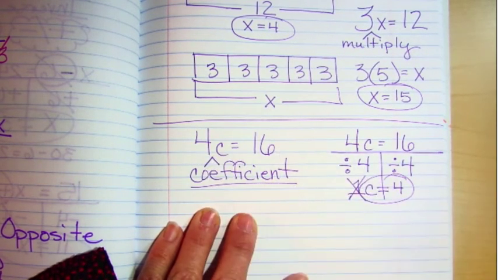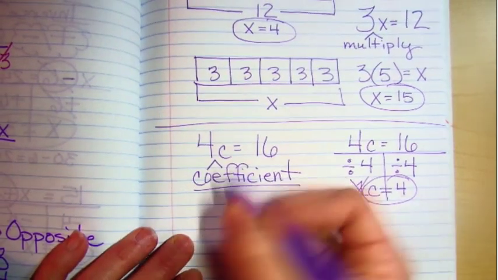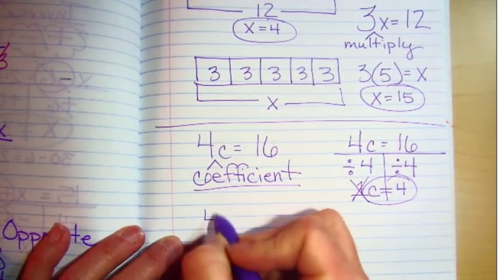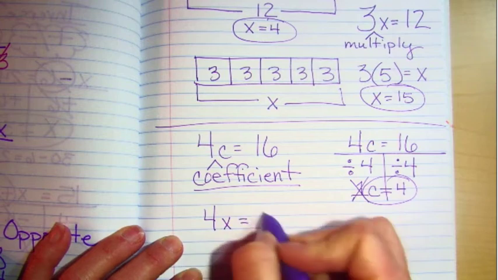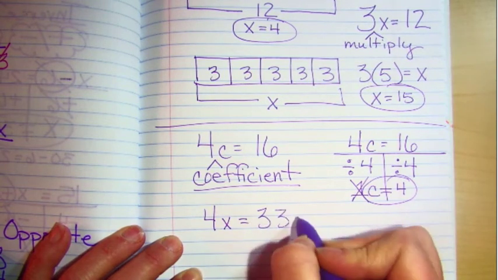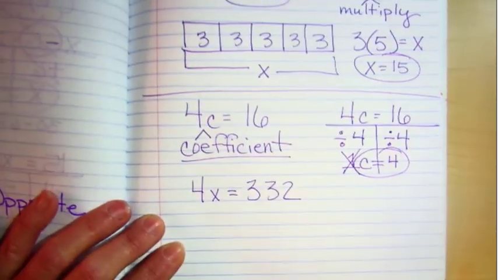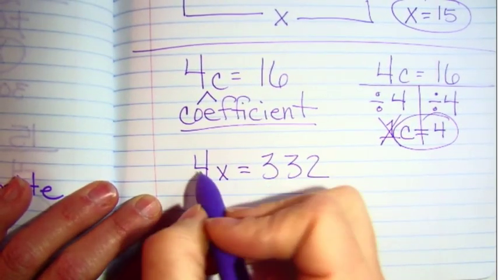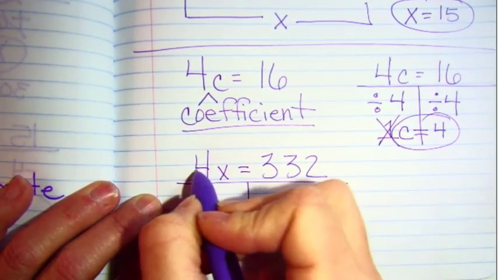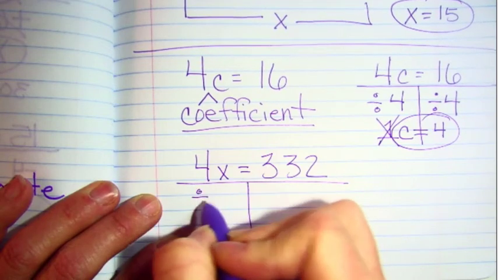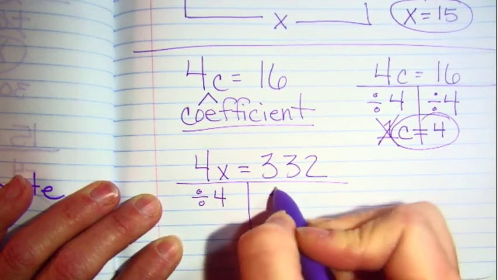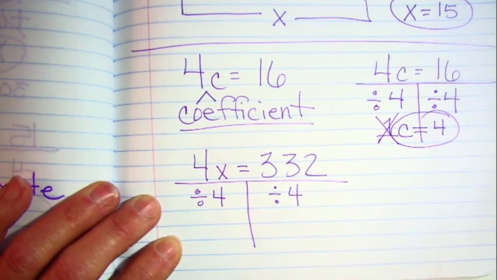Now, a lot of you are thinking, well, this is stupid. I know 4 times 4 is 16. Why do I have to do this? Well, when it's a big problem like this, you're going to have to know what to do. And if you don't understand that I'm using the inverse operation of division, you can't solve this problem.